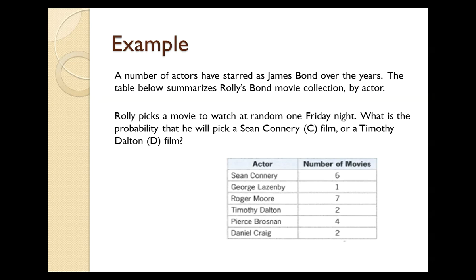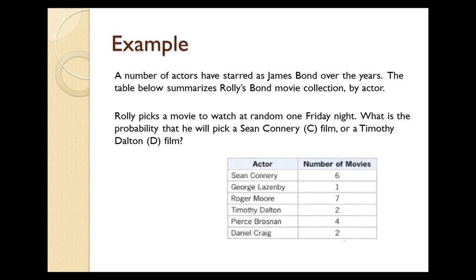So let's say that he randomly picks a movie on a Friday night, and maybe Sean Connery and Timothy Dalton are his favorite James Bond actors. We'll denote those two sets by C and D. What's the probability of him picking a Sean Connery film or a Timothy Dalton film? So let's go through this one together.